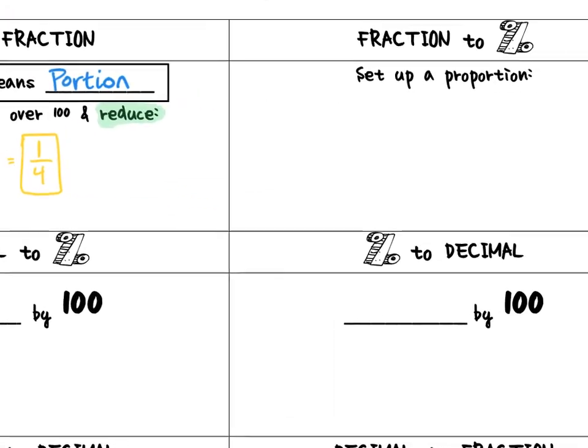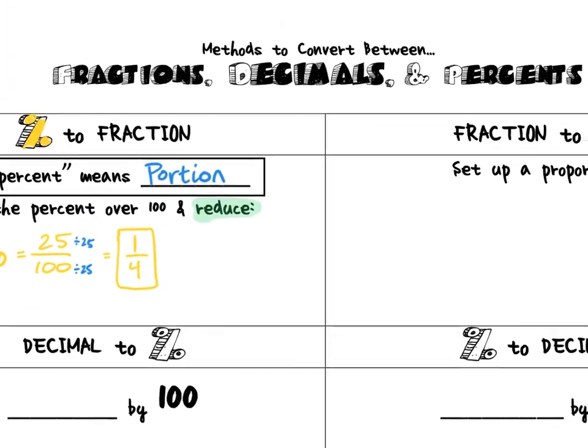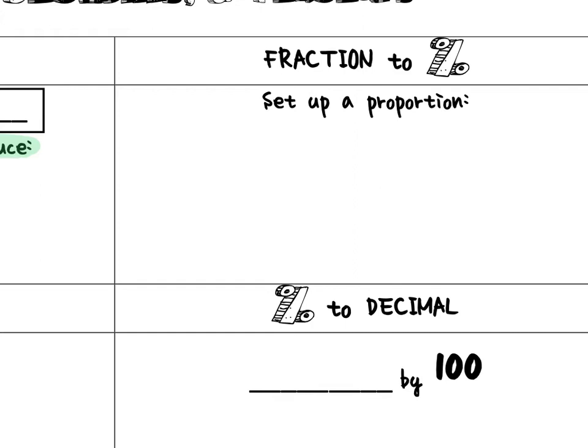Now, if you wanted to go the other way, if you wanted to go from a fraction to a percent, we will set it up as a proportion. Okay, now, does anybody know what a proportion is? Yeah, so a proportion is a little different than a portion, okay, because a portion is part of something. Here's what a proportion looks like.